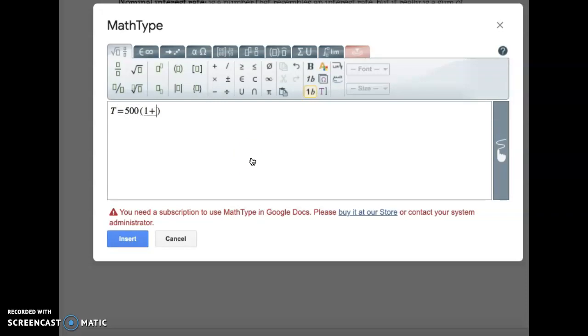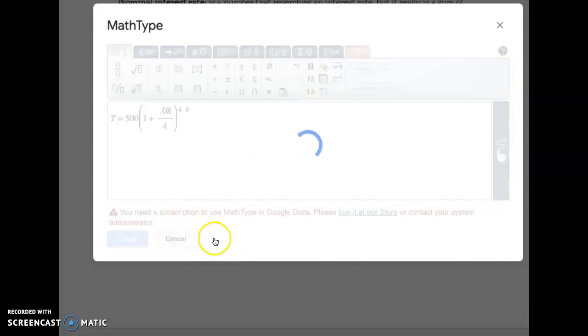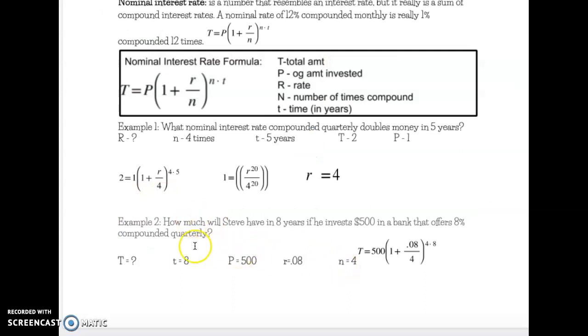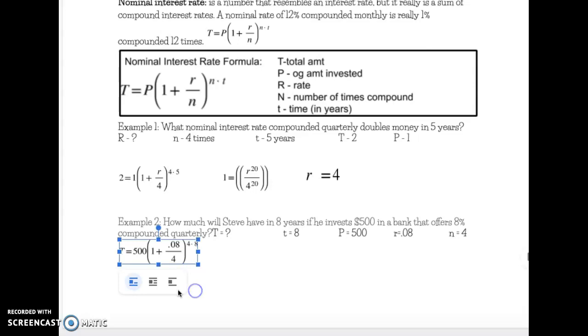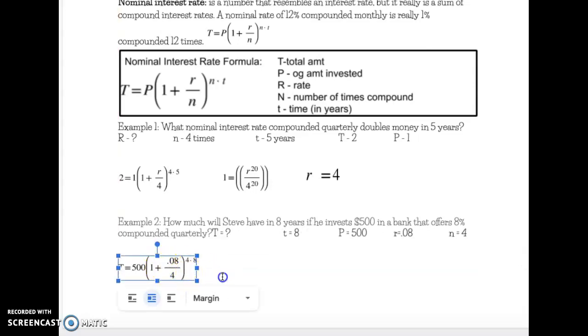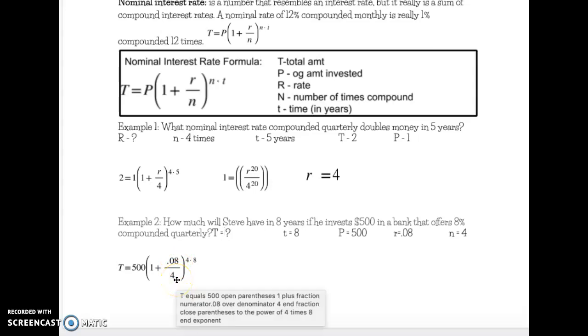We do 1 plus the rate, which was 8%, so 0.08, divided by the number of times it was compounded, so 4, to the 4 times, how many years was it? 8 years. All right, again, this looks really awful, but it's not, I promise. Let's throw this into our calculator. Let's simplify this together. 0.08 divided by 4 is 0.02. All right, now I'm going to add the plus 1, so I get 1.02.